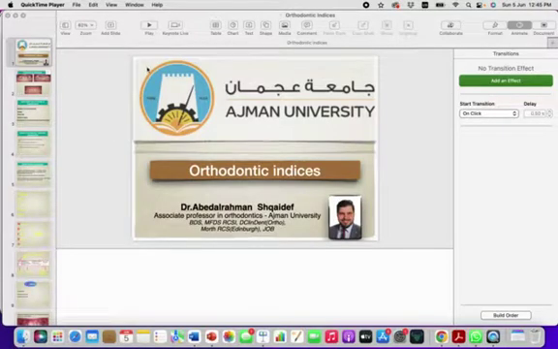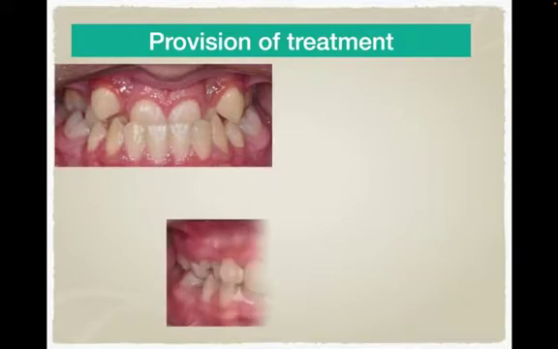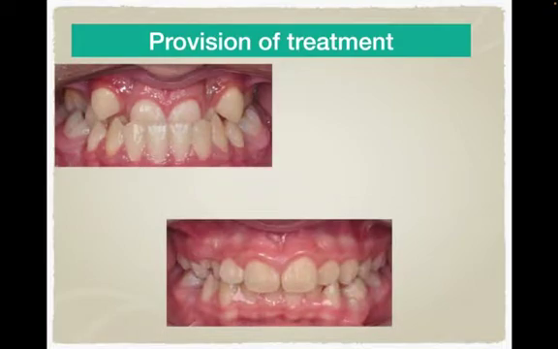Today's lecture is about orthodontic indices. So, why do we need orthodontic indices? The first reason is to decide whether to provide treatment or not. So let's look at this photograph. This patient obviously needs treatment, while this patient is in a mild need for treatment. So we definitely have to provide treatment for this one as a priority.